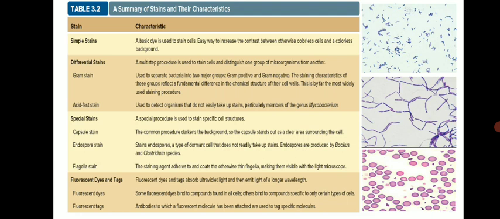Okay, then there are some staining techniques that use fluorescent properties, and they use fluorescent dyes as well as tags, and a fluorescent microscope. They need fluorescent dye and tag preparations, and they are widely used in visualizing cells and various diagnostic techniques. So fluorescent dyes and tags are very popular. In the case of fluorescent tags, antibodies to which a fluorescent molecule has been attached are used to tag specific molecules. And in the case of fluorescent dyes, some dyes bind to compounds found in all cells, and others bind to compounds specific to only one type of cell.